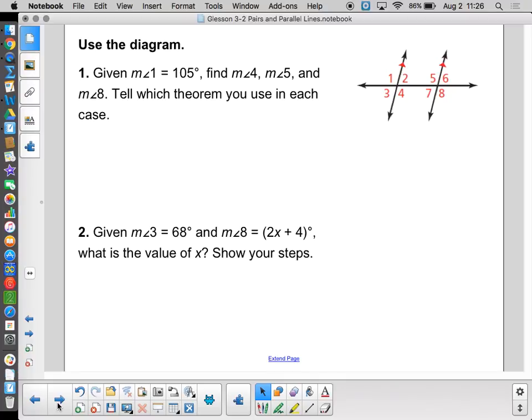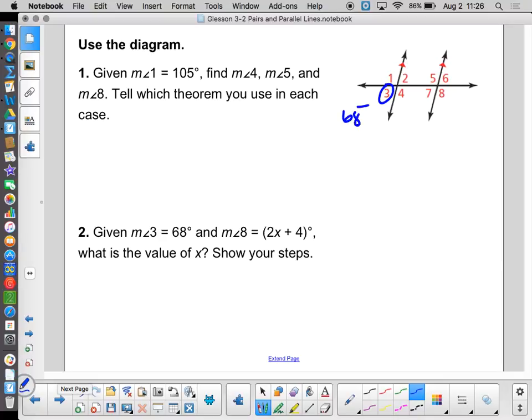We'll just look at number 2 here for the moment. It says if m angle 3 is 68. Okay, so that angle is 68 degrees. And m angle 8 is 2x plus 4, so we got angle 8, 2x plus 4 degrees. What is the value of x? Show your steps. Well, again, 3 and 8 don't necessarily have a direct relationship.